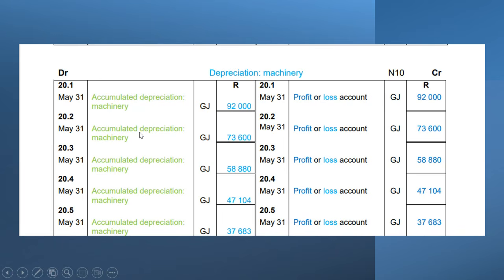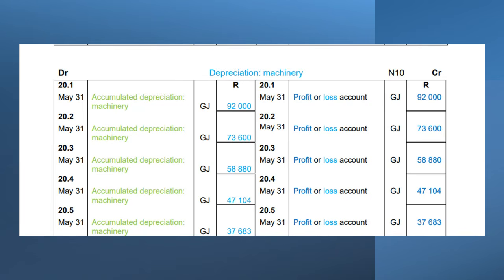The second year, you do the same. The depreciation for the second year was 73,600. Depreciation increases on the debit side. That's why we are debiting it, because you credited your accumulated depreciation. Then you close off this depreciation of machinery to where? To your profit or loss account of how much? 73,600.